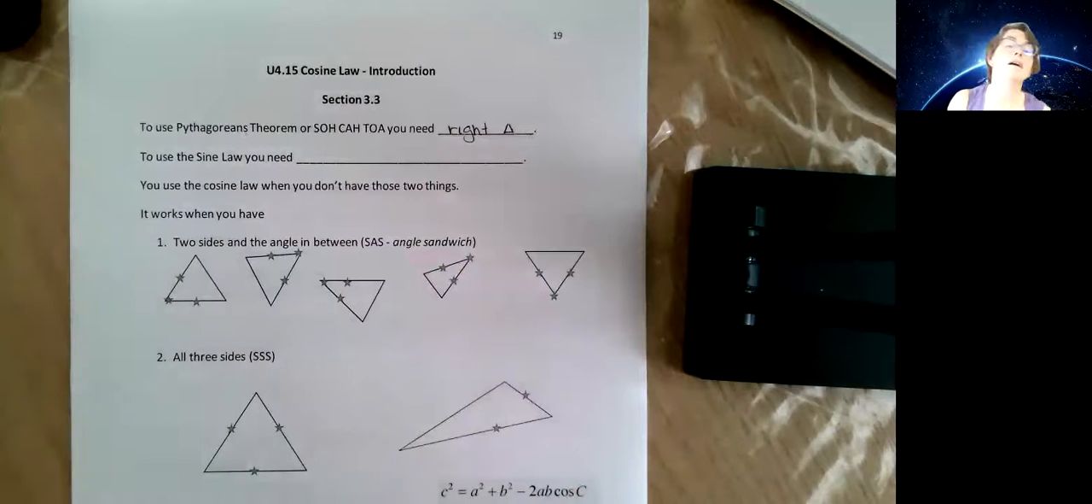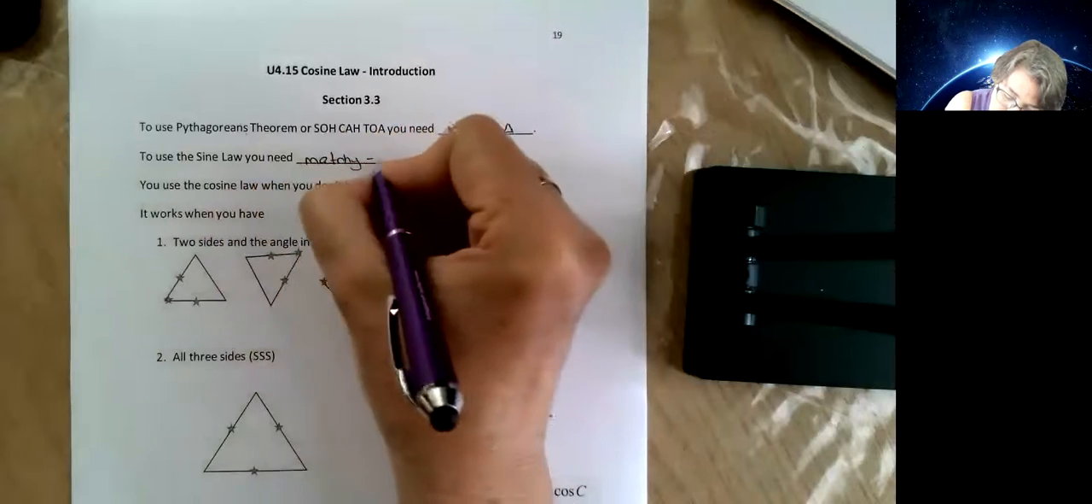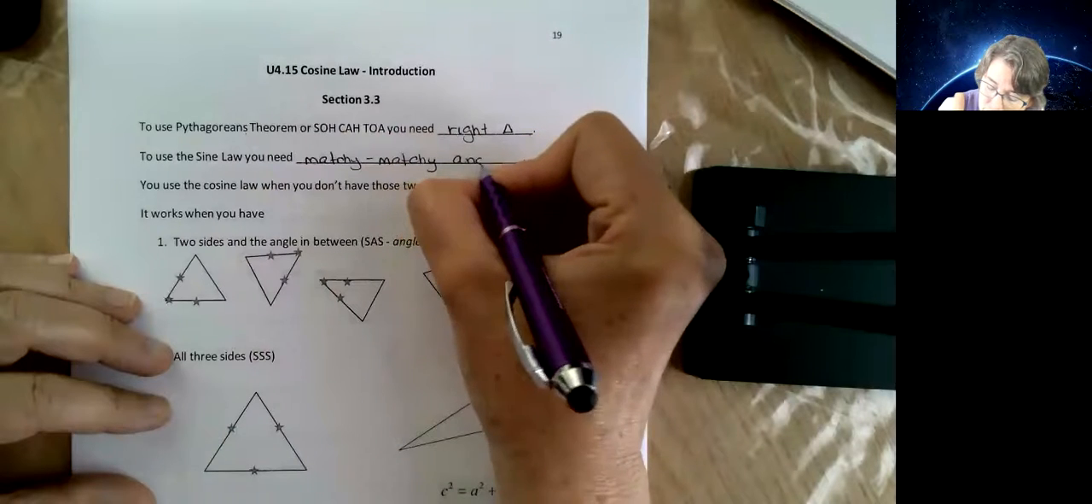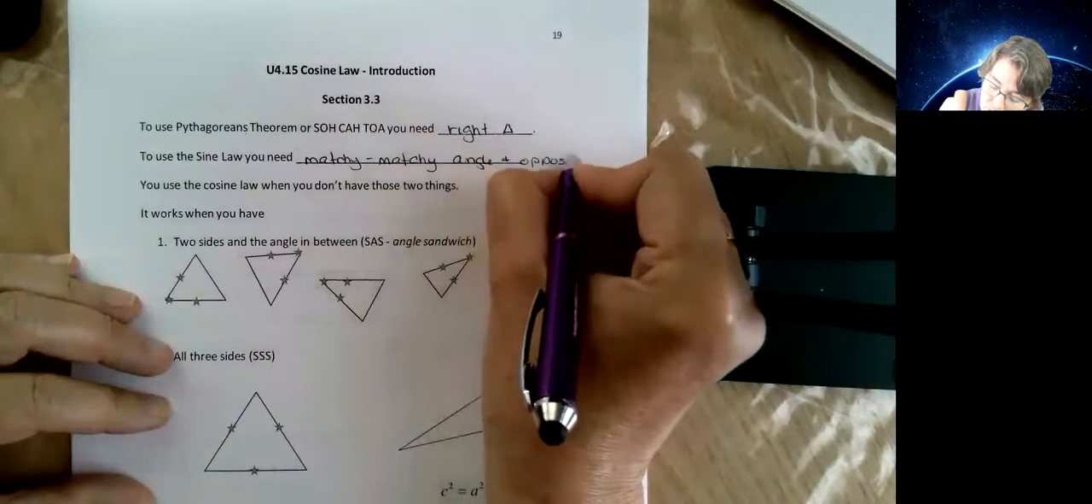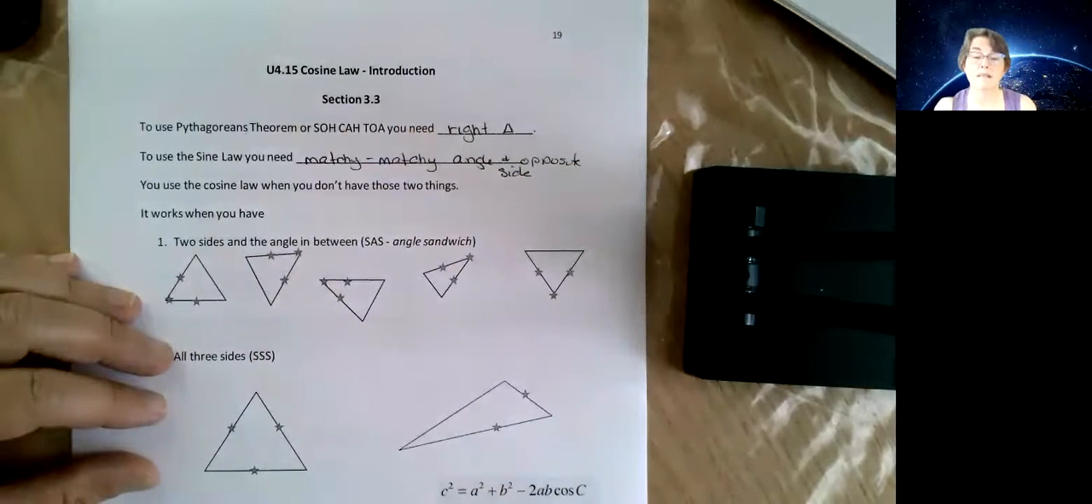For the sine law, what do you need? Oh my goodness. You need matchy-matchy. You need a matching angle and the opposite side. If you don't have that, then you can't use the sine law.